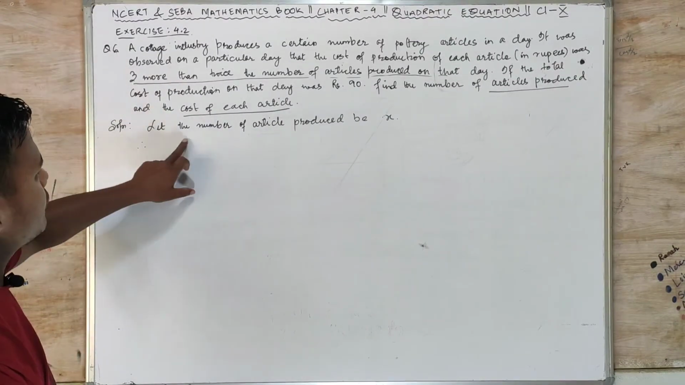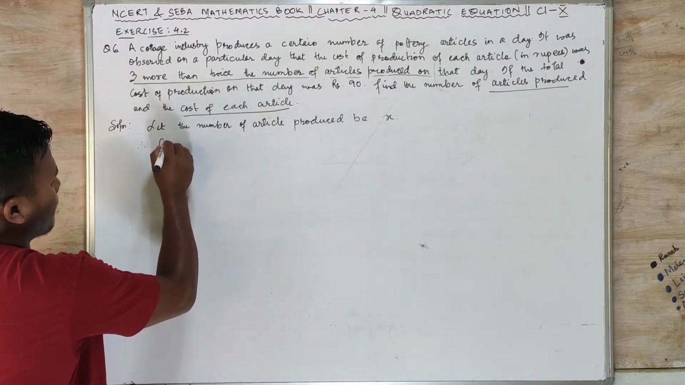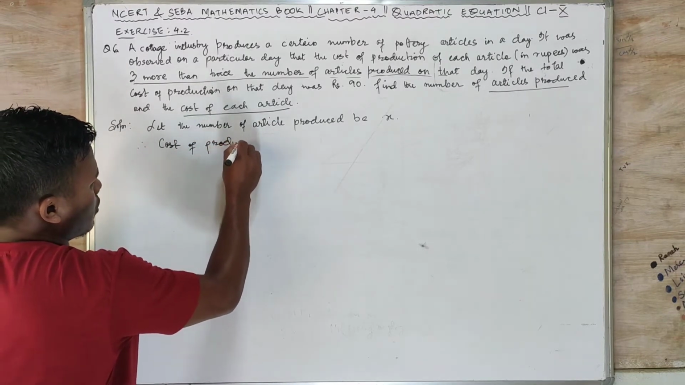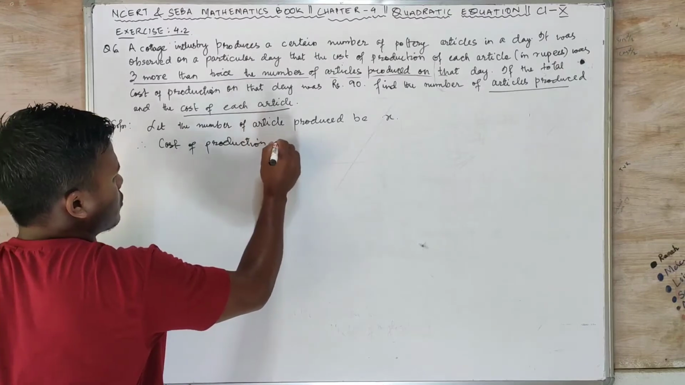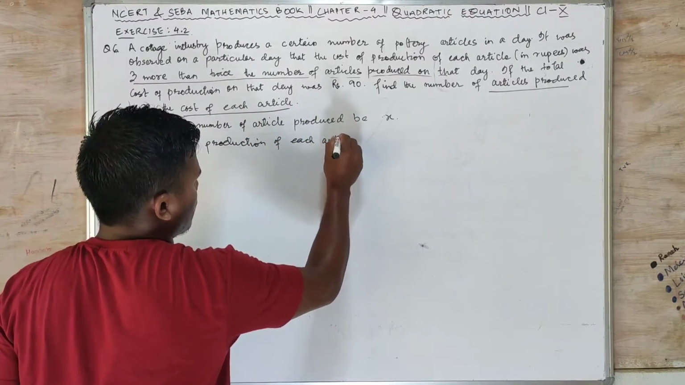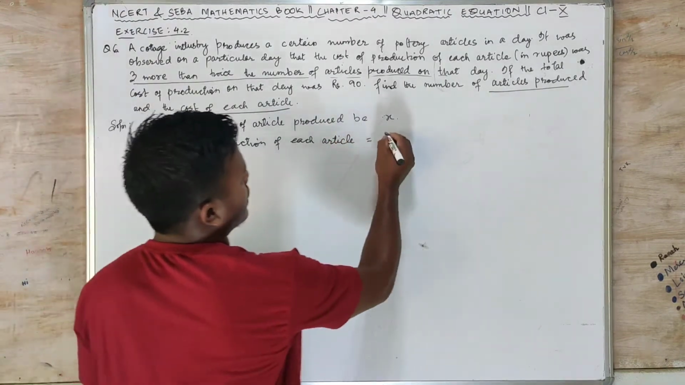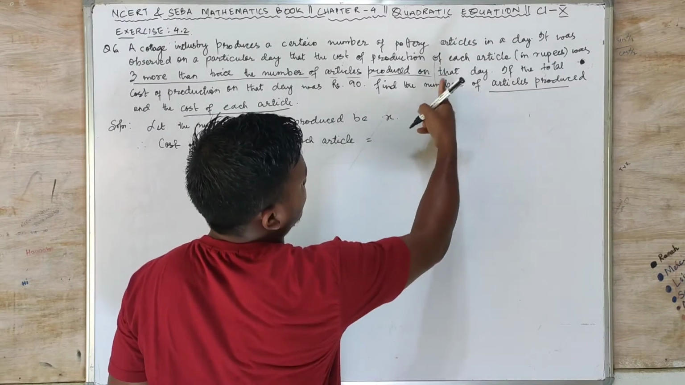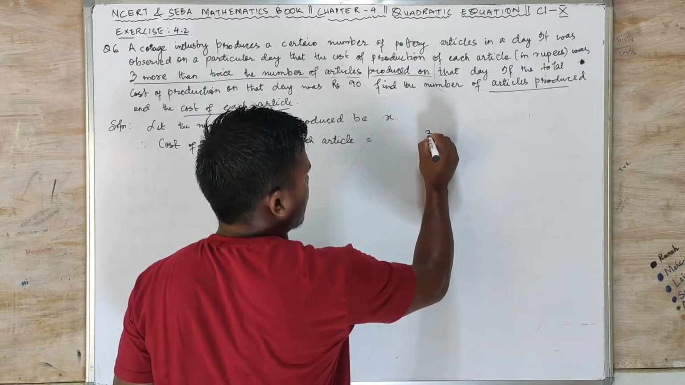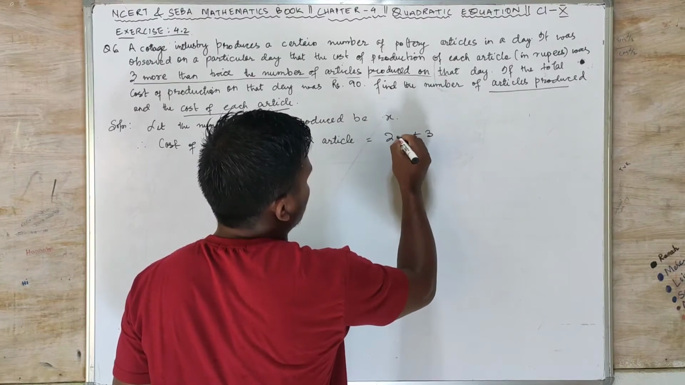You see here, I have written here, let the number of articles produced be x, then the cost of production of each article. What will you get here? Can I write it like this? 3 more than twice the number of articles produced.